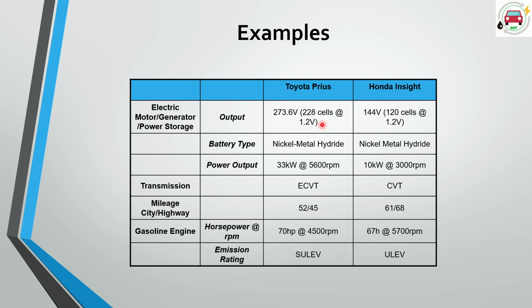So when we can get it multiplied, then we can have the required amount of voltage. So here in Honda Insight, it is using 120 cells at 1.2 volts, and giving the output as 144 volts. They are using the same battery type, that is nickel metal hydride, as we have already seen that this is the best suitable battery we can use for the hybrid electric vehicle.